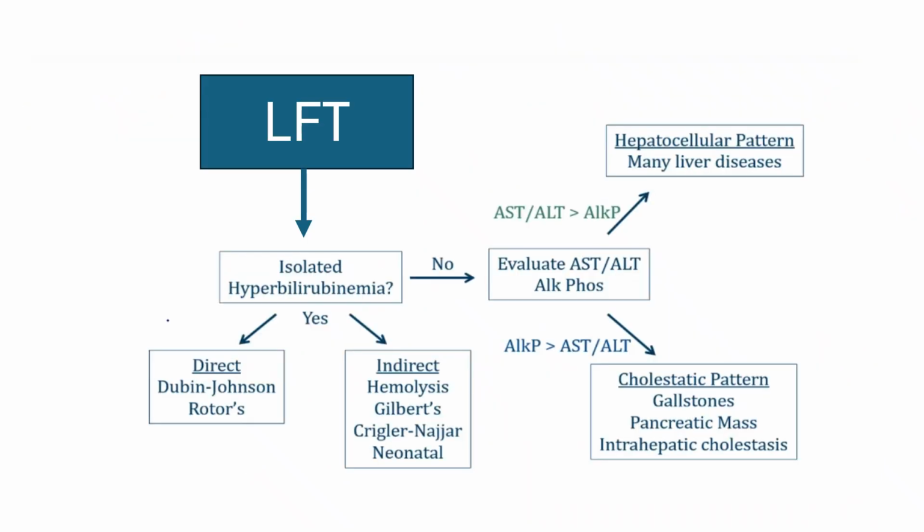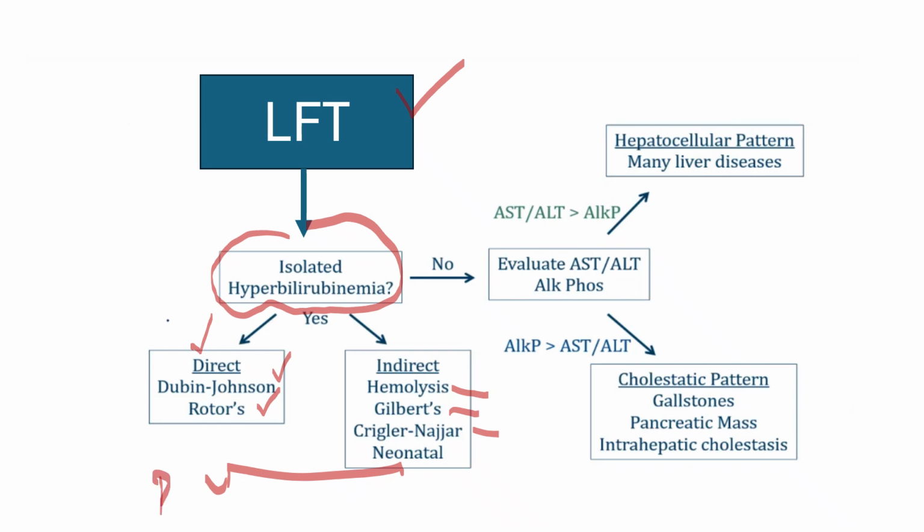When we suspect a patient has hereditary hyperbilirubinemia, the first thing we do is LFT. We check for isolated hyperbilirubinemia. If there is a direct hyperbilirubinemia, we suspect Dubin-Johnson and Rotor syndrome. And if there is an indirect one, then it will be due to hemolysis, Gilbert, Crigler-Najjar, and neonatal. Neonatal is two things: it may be physiologic or pathologic jaundice. So these are very high yield concepts.